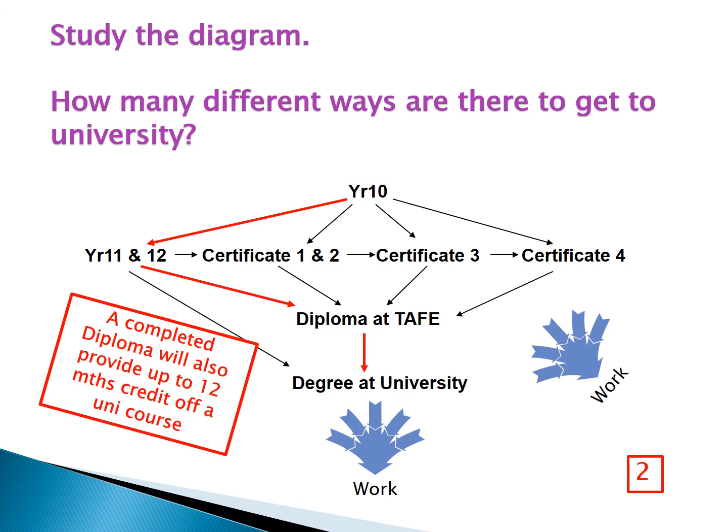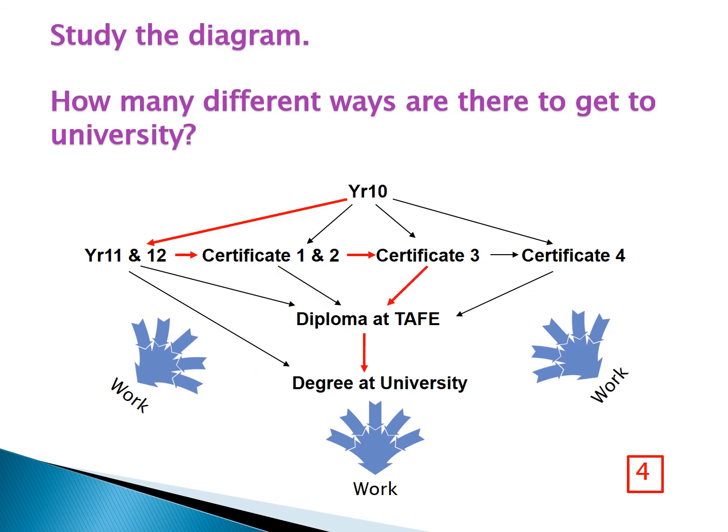Number 2 is a popular one. So if students don't get the ATAR that they want, they can always upgrade by going to do a diploma at TAFE and then going into university. And as you can see in red there, the diploma can also provide up to 12 months or 1 year credit off a uni course.